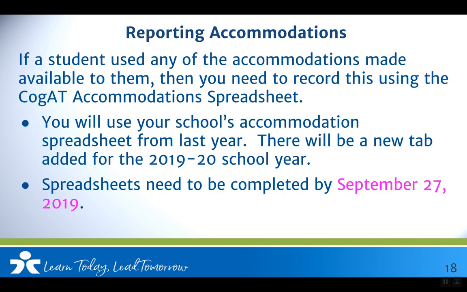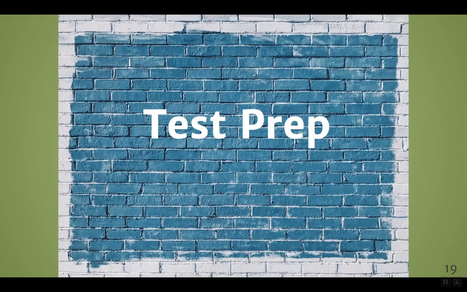So if you have those accommodations, just make sure you put them in that spreadsheet, and that is due September 27th, which is after the window. So you'll have some time afterwards to see who actually used the accommodations or who did not.